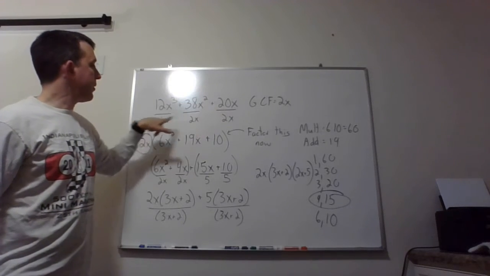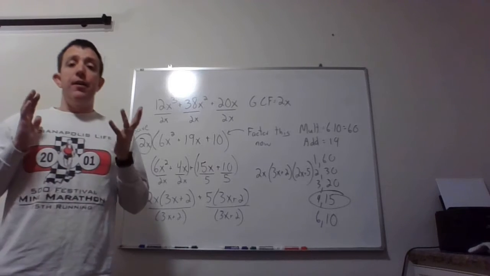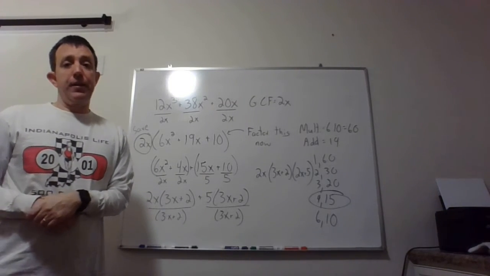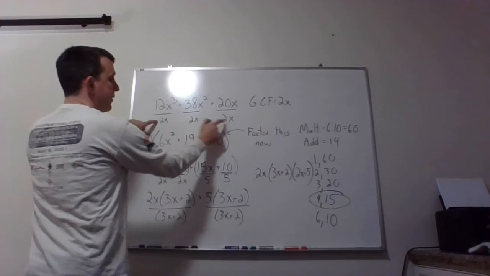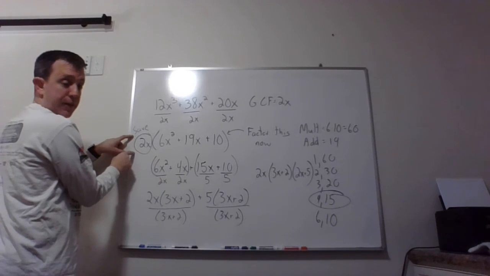12, 38, and 20 are all divisible by 2, and all three terms have an x. We need to do that common factor first. We're not factoring this with a cube in it like it is. So we need to do that common factor first. So I divide everything by 2x. Again, don't forget to set that 2x out front.